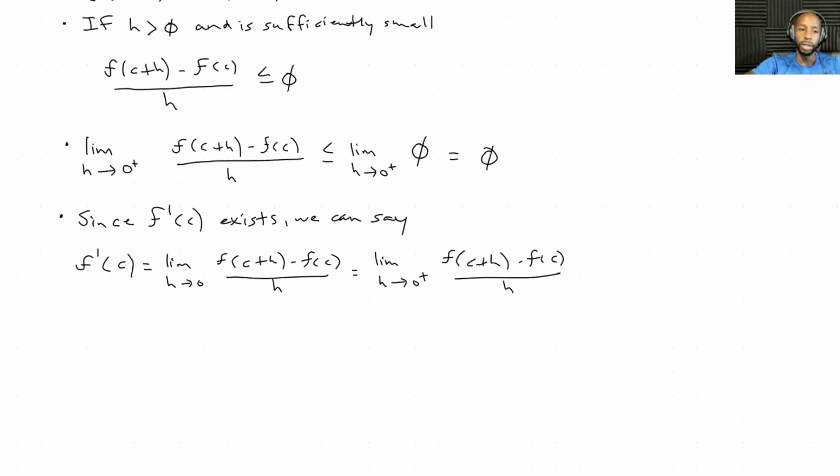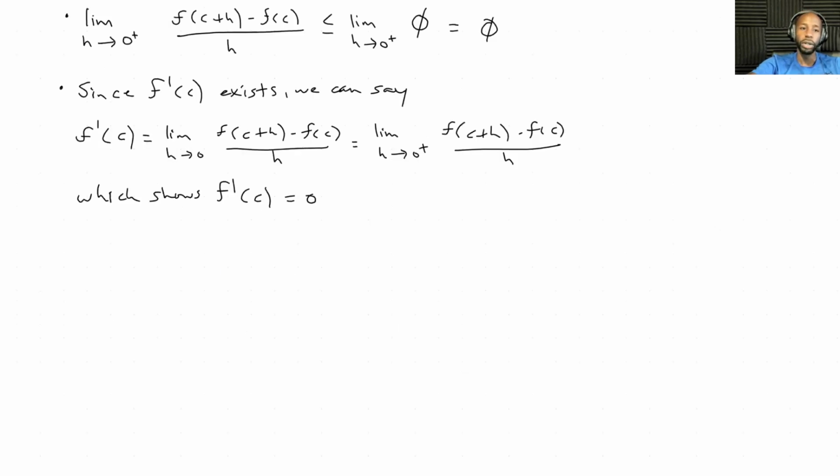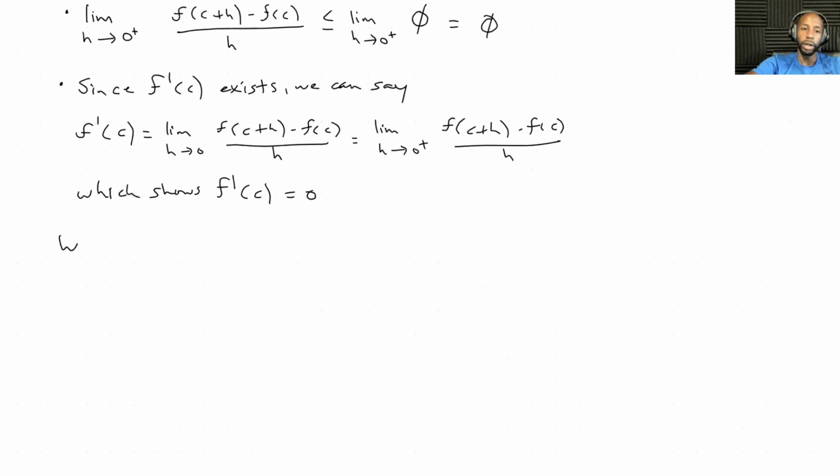So this shows that f prime of c equals 0, because remember we know that that right-handed limit is equal to 0 from this step above here. Okay, so the next question is, what if h is less than 0? So this was when h is greater than 0 but sufficiently small. What about when h is less than 0?